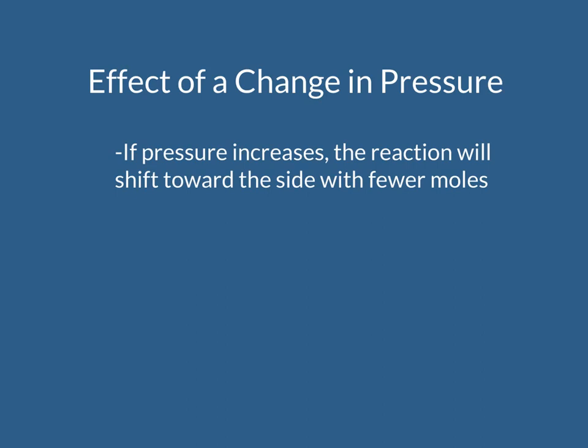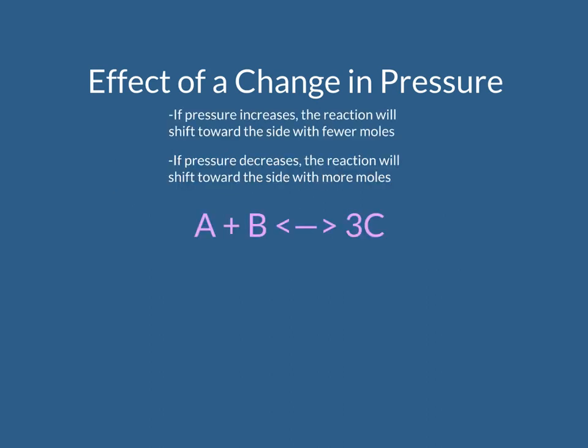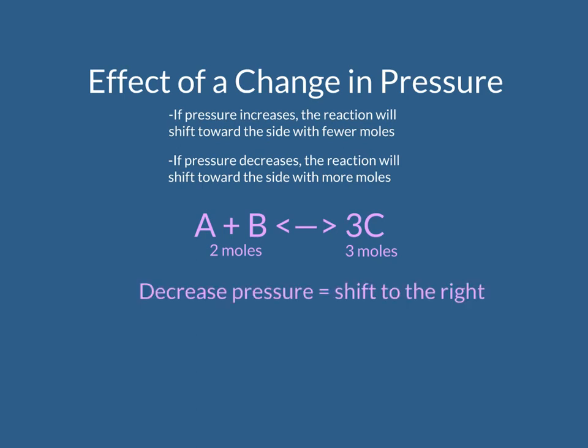In the same way, if our pressure decreases due to an increase in volume, our number of collisions is going to decrease. So our reaction is going to counteract that stress by shifting to make more particles, or favor the side that makes more moles. So let's take a look at an example. In this reaction, A plus B gives us 3C. We have 2 moles of reactants and 3 moles of products. So if we increase our volume, we're going to decrease our pressure and decrease our number of collisions.